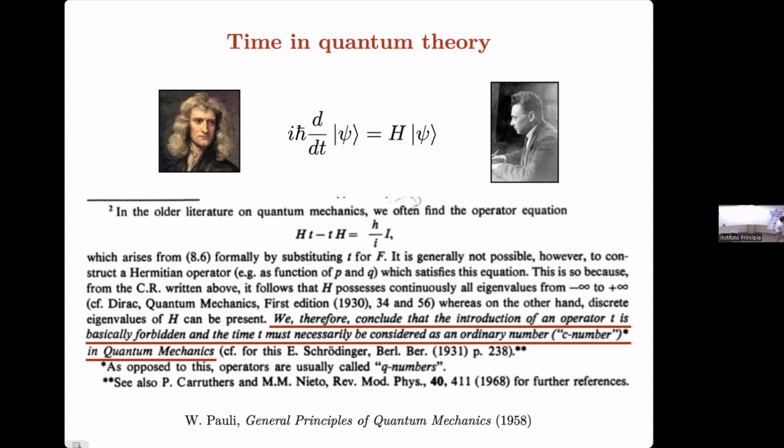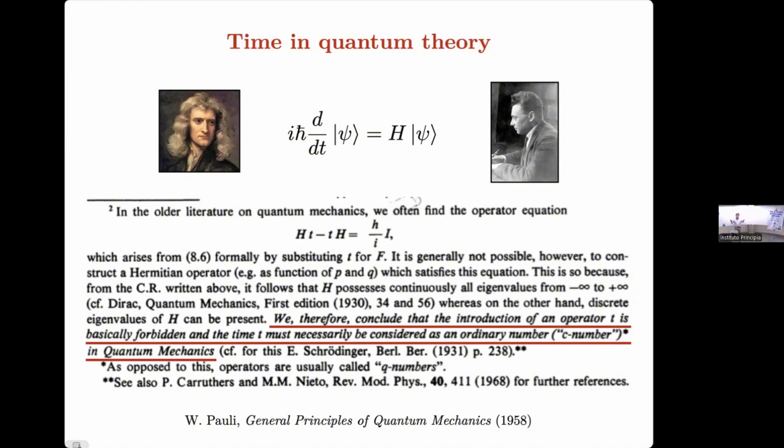This is because H possesses continuously all eigenvalues from minus infinity to plus infinity, and any physical Hamiltonian ought to be bounded from below, and furthermore, some have discrete spectrum as well. So the conclusion he reaches is: we therefore conclude that the introduction of an operator T is basically forbidden, and T must necessarily be considered an ordinary classical number. This is where the folklore, time is a parameter in quantum mechanics, comes from.